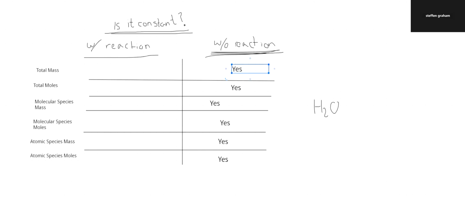If you do have a reaction, things become a little different. Your total mass will remain the same. Your total moles, not necessarily. Just to illustrate, let's say you have component A plus component B turning into component C. You have 1 mole of A, 1 mole of B. That's 2 total moles going in, and then 1 total mole coming out. So you can see that the total moles is not necessarily constant.